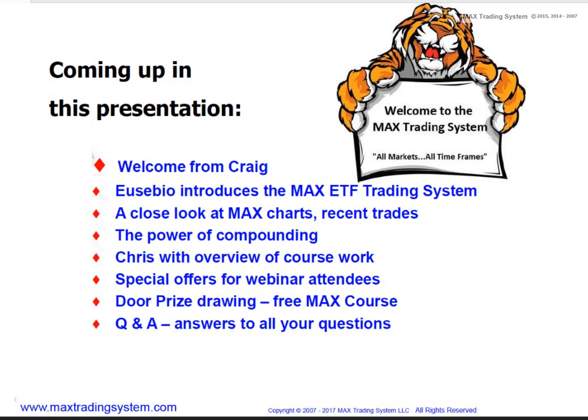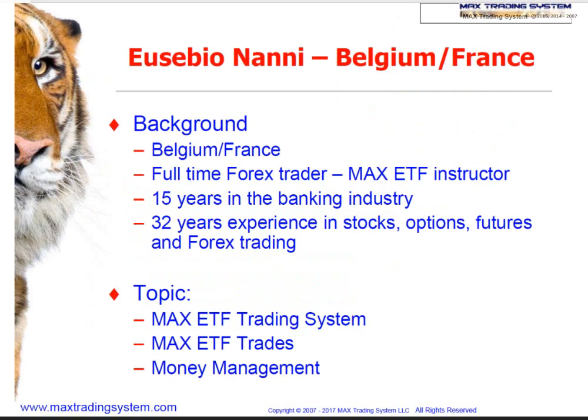So, just before describing what the MAX is, let me give you a very small background of who I am. My name is Eusebio. Eusebio is my first name, and I like people to use my first name to call me. I am a Belgian and live in Belgium and France, now essentially in France, and I am a full-time trader since 2008. But I have a long experience in different financial markets, more than 30 years of experience in trading and investing in stock market, options, futures, and since 2000 in the Forex.